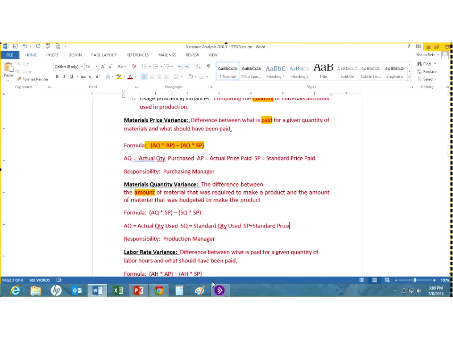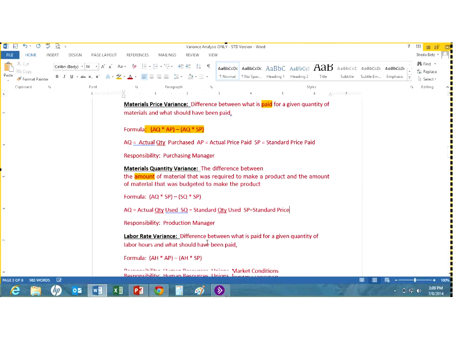So we're going to take the actual quantity we used times the standard price, minus the standard quantity we had expected to use times the standard price. And the responsibility for this variance would be the production manager.